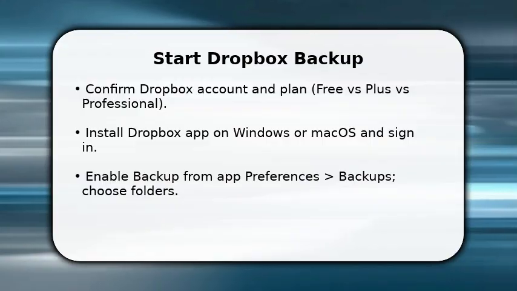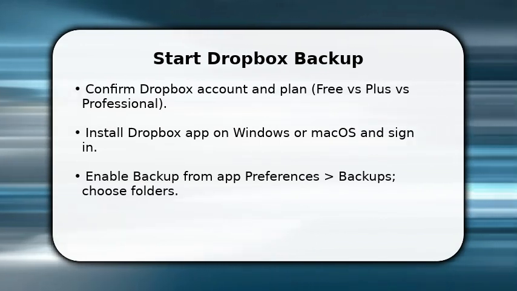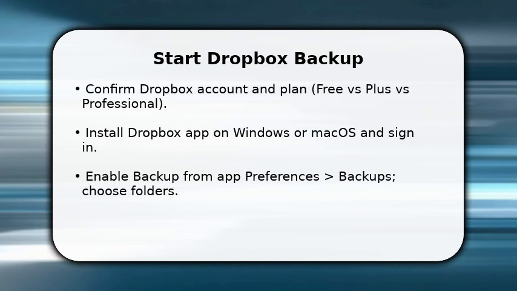You're ready to begin. Sign into your Dropbox account and install the desktop app. Once installed, open Preferences and go to Backups to enable the feature. This tells Dropbox which local folders to watch. Pick primary folders, desktop, documents, pictures, or add custom folders by clicking Add Folder.